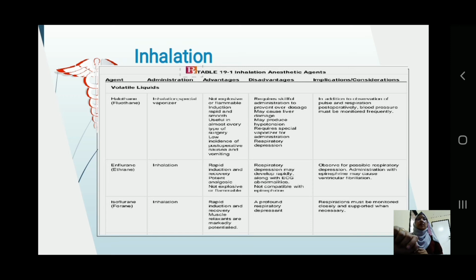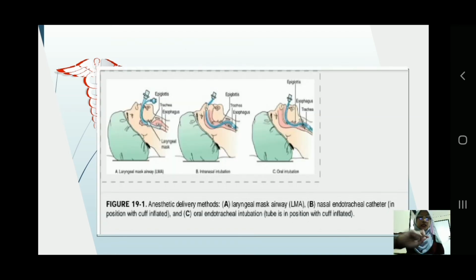So inhaled anesthetic agents include volatile liquid anesthetic agents and gases. They produce anesthesia when their vapors are inhaled. Commonly used inhalation agents are included in Table 119.